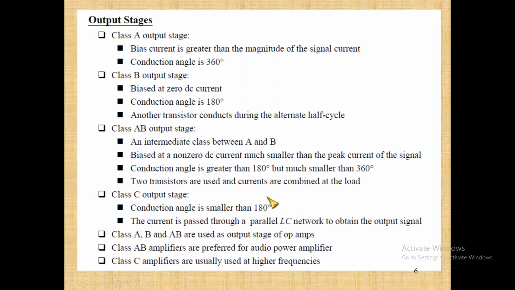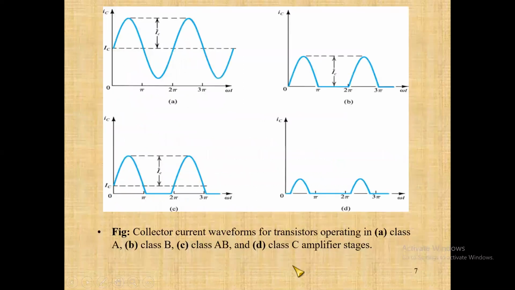We see that this is seldom used because there is a lot of loss. Whenever we talk about a parallel LC network, it operates under resonance conditions, and hence the inductance is there, and a lot of heat is generated, and hence we don't use class C so much. So class A, B, and AB are used as output stages of op-amp. The class AB amplifiers are preferred for audio power amplifiers, and class A amplifiers are usually used at very high frequencies. They are used very less.